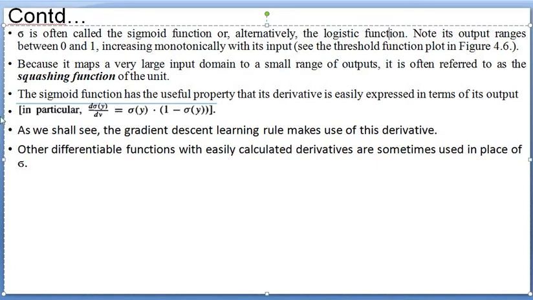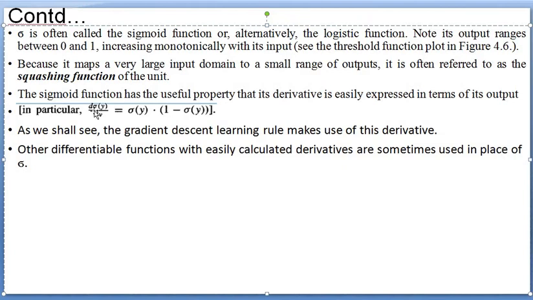Note that its output ranges from 0 to 1. Please note that the output of this sigmoid function varies monotonically, in between 0 and 1. Because it maps a very large input domain to a small range of outputs, it is often referred to as the squashing function of the unit. Squashing is nothing but reducing: we apply it to a large input domain and take a small range, hence it is called squashing.